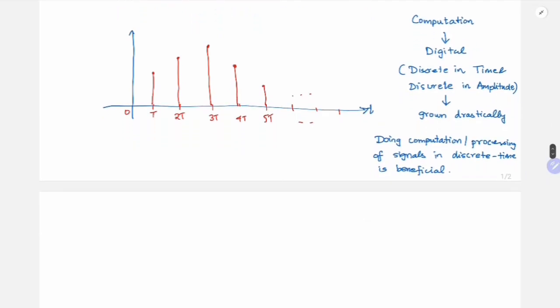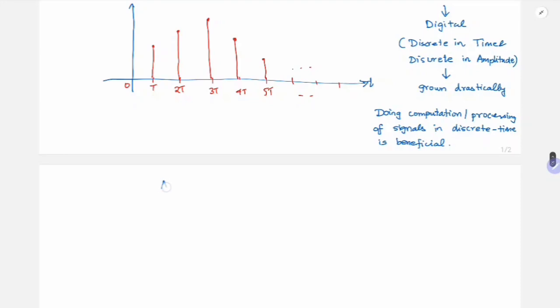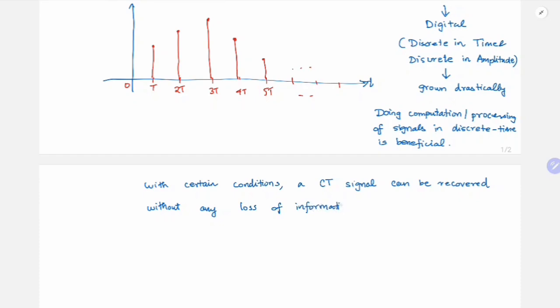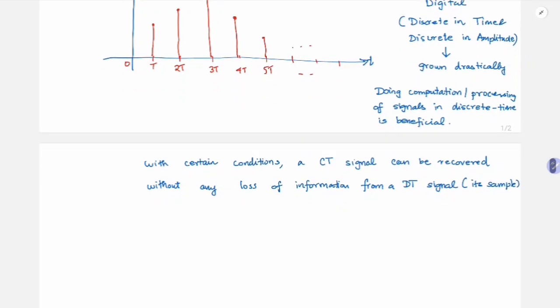And also later on in the chapter we'll be seeing that with certain conditions, a continuous time signal can be recovered without any loss of information. So this is also a key point: without any loss of information, at least theoretically, from a discrete time signal, or we can say from the samples of the continuous time signal.